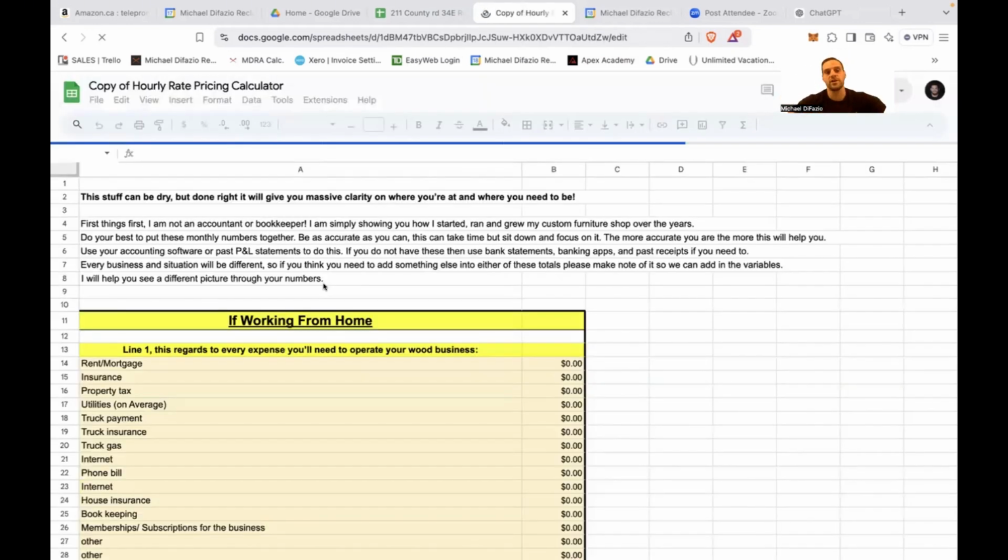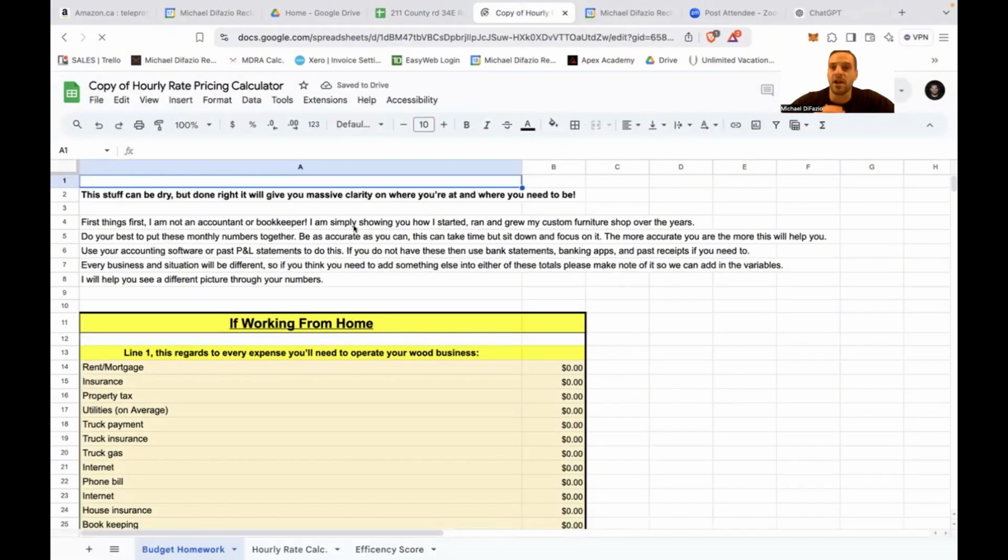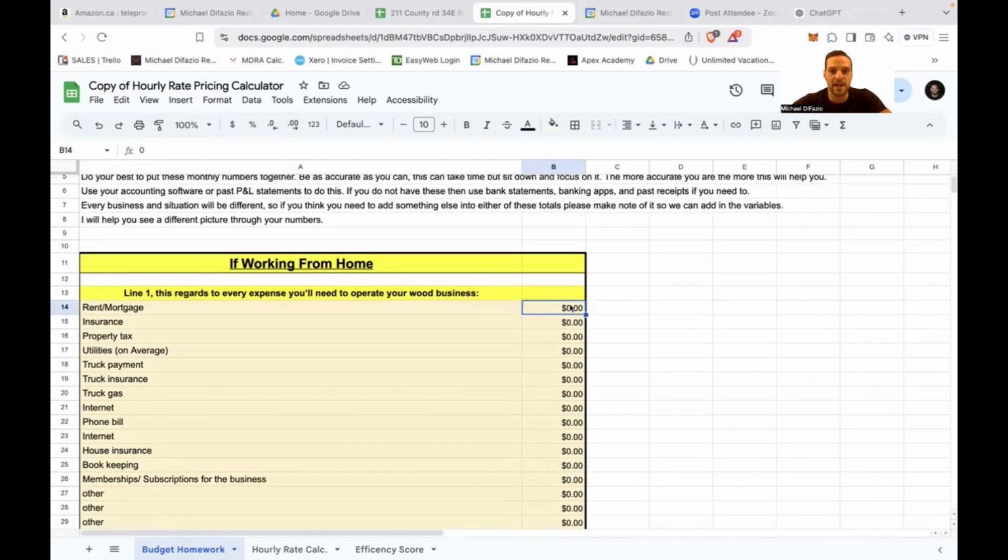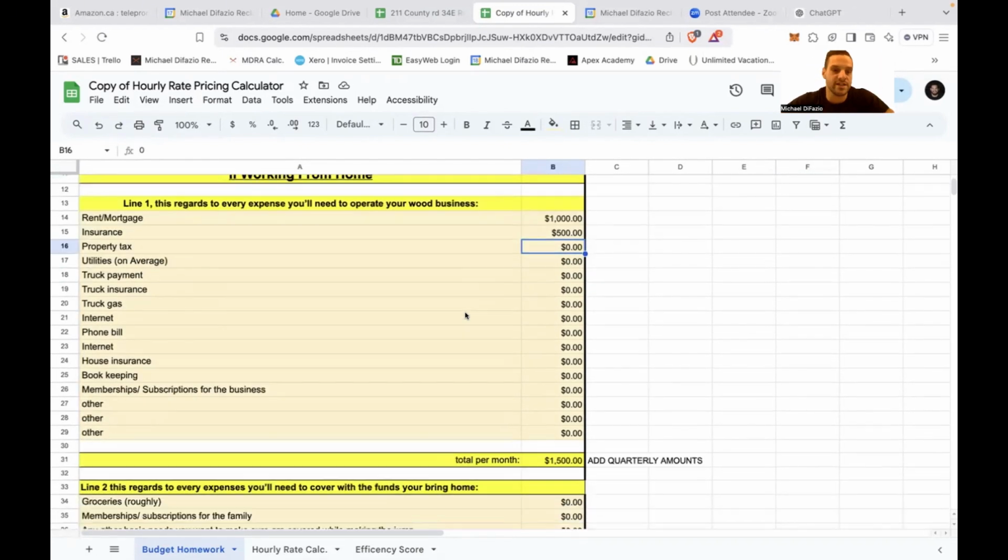And here we go. So we're going to start by going through this, okay? Read over this stuff. It's in here for a reason. I'm not going to go through it right now with you, but this is if you don't have a profit and loss statement that you're going to have quarterly from your bookkeeper. If you have to find out what your budgets are, what your numbers are, this is how I would do that by just going through here, adding your rent. So you can say $1,000, whatever, insurance, $500, property tax, whatever, right? If you're working from home, there's a working from home section, meaning your garage, your basement, your barn, whatever it is.